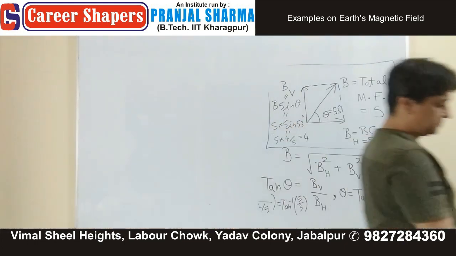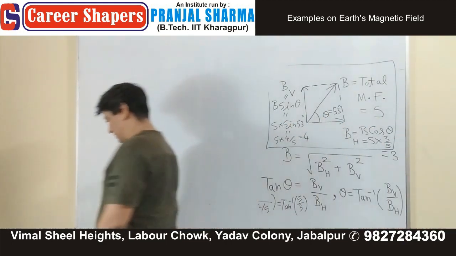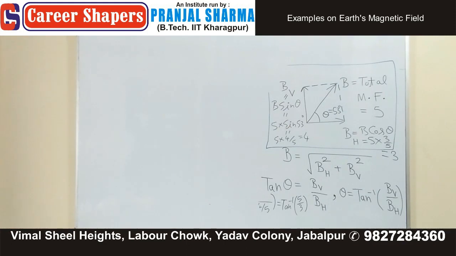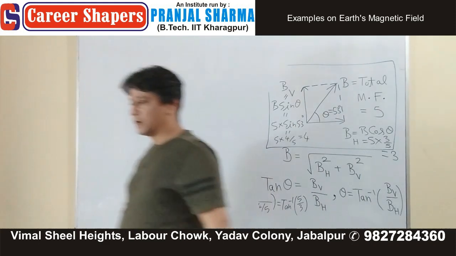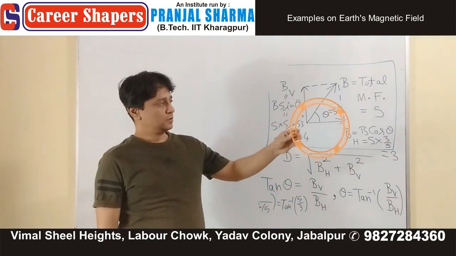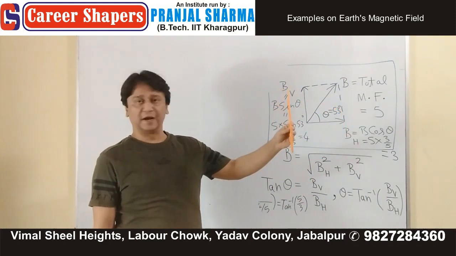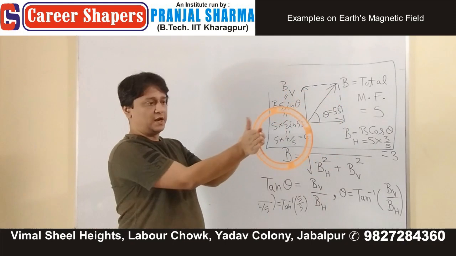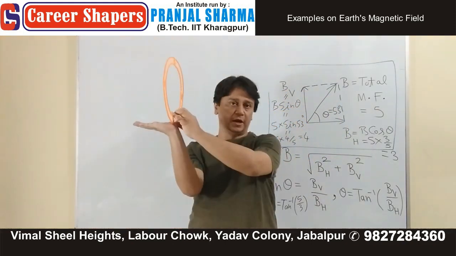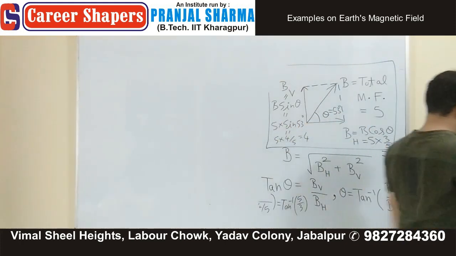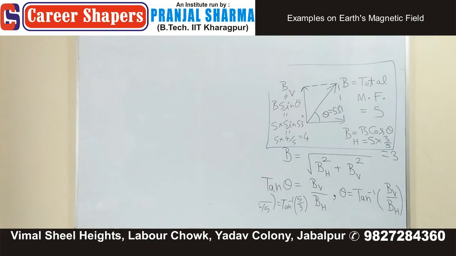If a magnetic compass is held in a vertical plane which is perpendicular to the plane of the magnetic meridian, then find out the angle of inclination.